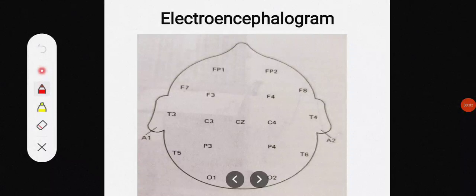Hello students, in the last lecture I discussed electrocardiogram. So what is electrocardiogram? It is the graphical representation of the summation of bioelectric potentials that appear at the surface of the body because of the heart muscles. So that was electrocardiogram. And in this lecture I am going to discuss electroencephalogram.